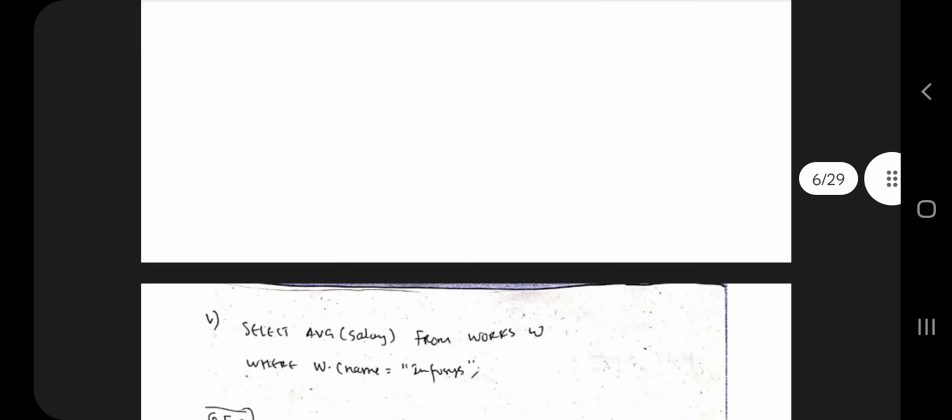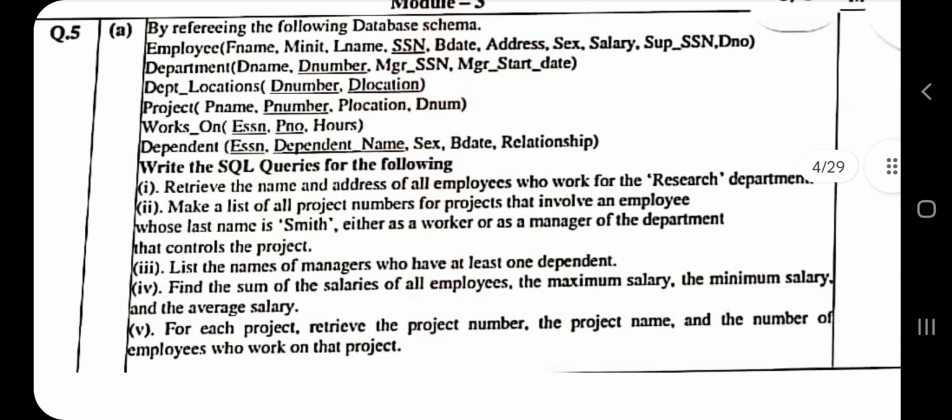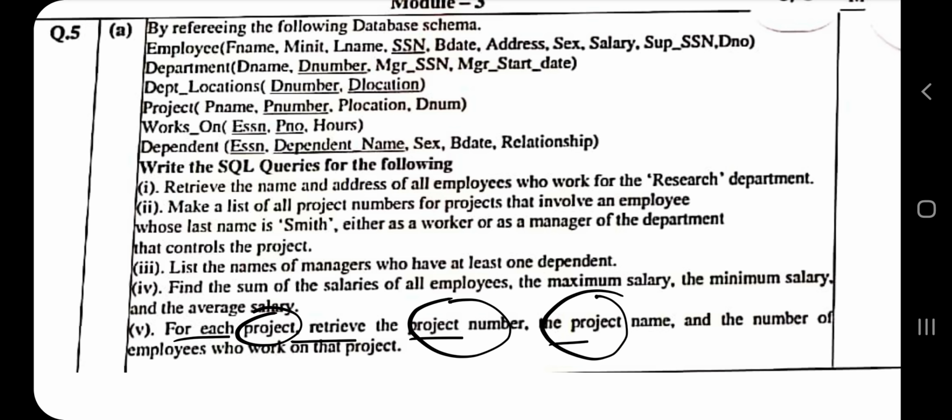That's it. Last one is about, for each project, retrieve the project number, project name. See, for each project, retrieve what? Project number, project name, and the number of employees.